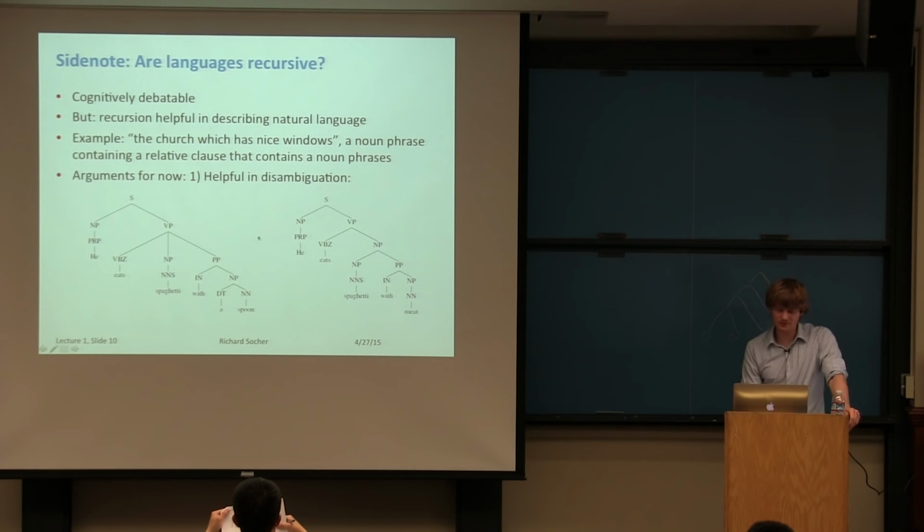One of those is disambiguation. So here I show you the first 2 parse trees that look a little more realistic, something you would actually see when you parse a sentence. And you see here the sentence, you read them from left to right. So here, he eats spaghetti with a spoon. And the other sentence is, he eats spaghetti with meat.